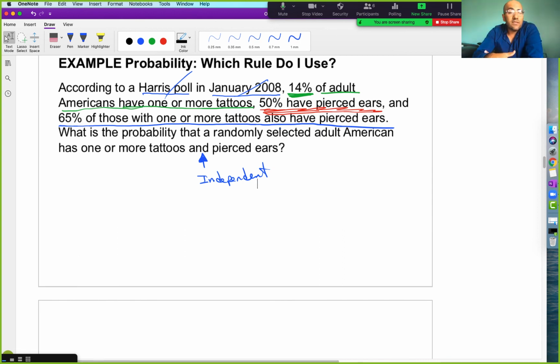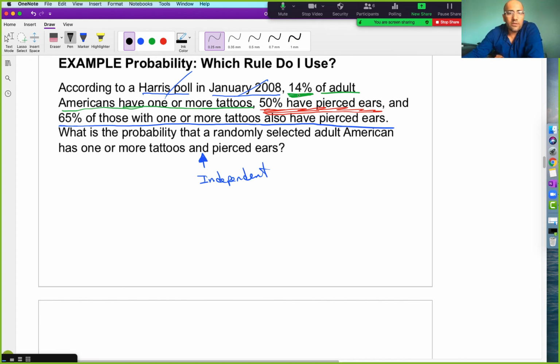Now, if I give you additional information about that person, oh, by the way, this person has pierced ears, does that affect it? And it seems that it would be affected. If you're someone that is into getting tattoos, maybe you're more likely to be someone that's also into getting pierced ears, or the other way around. So let's break this down into events.